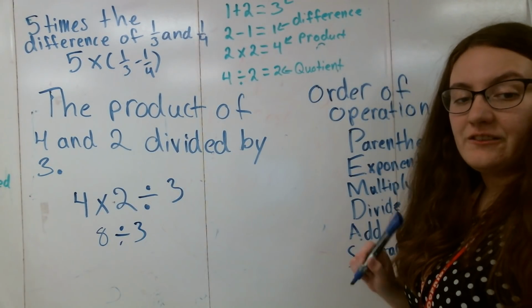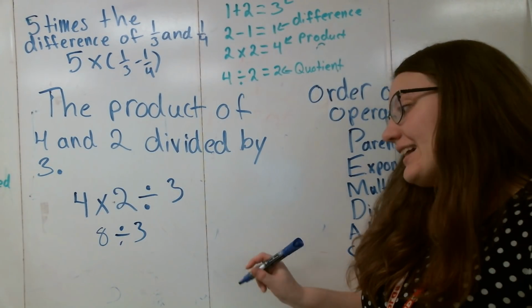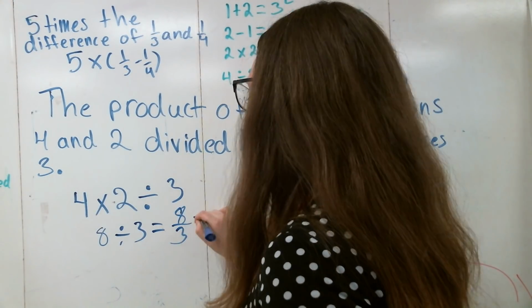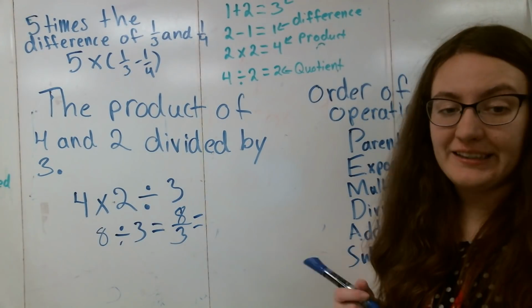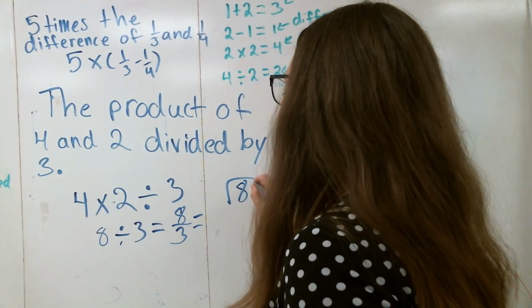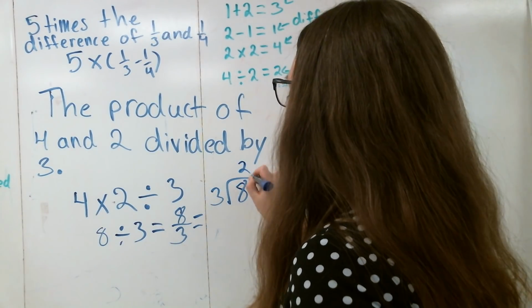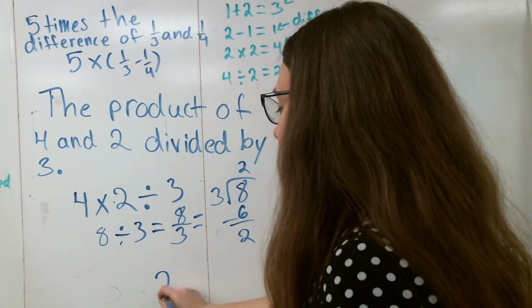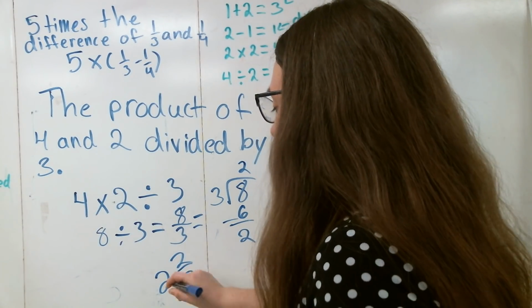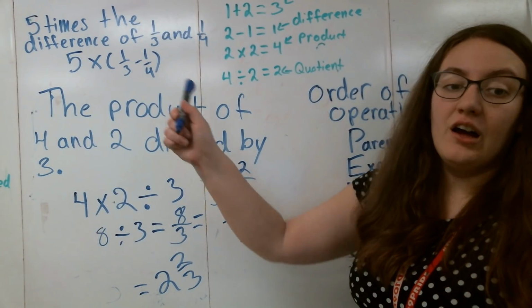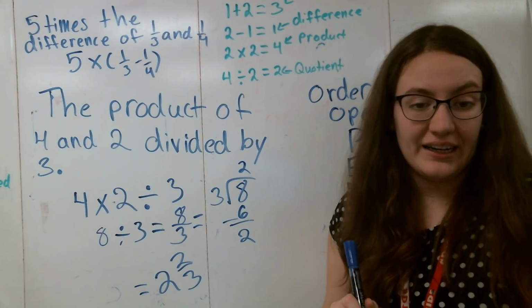And now that I have this divide step, I need to do that. So I can think of 8 divided by 3 as 8 over 3. And then you could set up a standard algorithm for that if you would like. So we can do 8 divided by 3, then 2, 6, 2. So then my final answer would be 2 and 2/3. So we were able to get all of this work just from this little sentence right here.